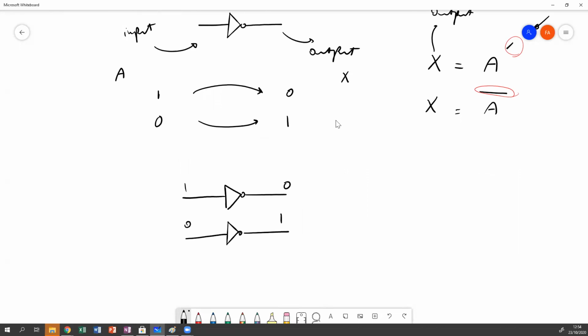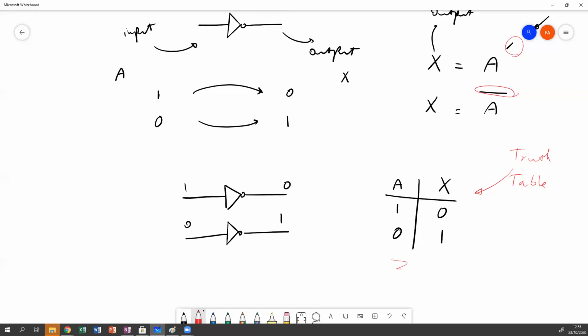But it's good to show that in a table. So we can have a table. A is the input, X is the output. So we can see all the permutations of the input and output of this gate or circuit. If we have 1, it inverts that. If we have 0, it inverts that to 1. What is that table called? This table is called a truth table. It means that we can understand what happens in this gate by this truth table.